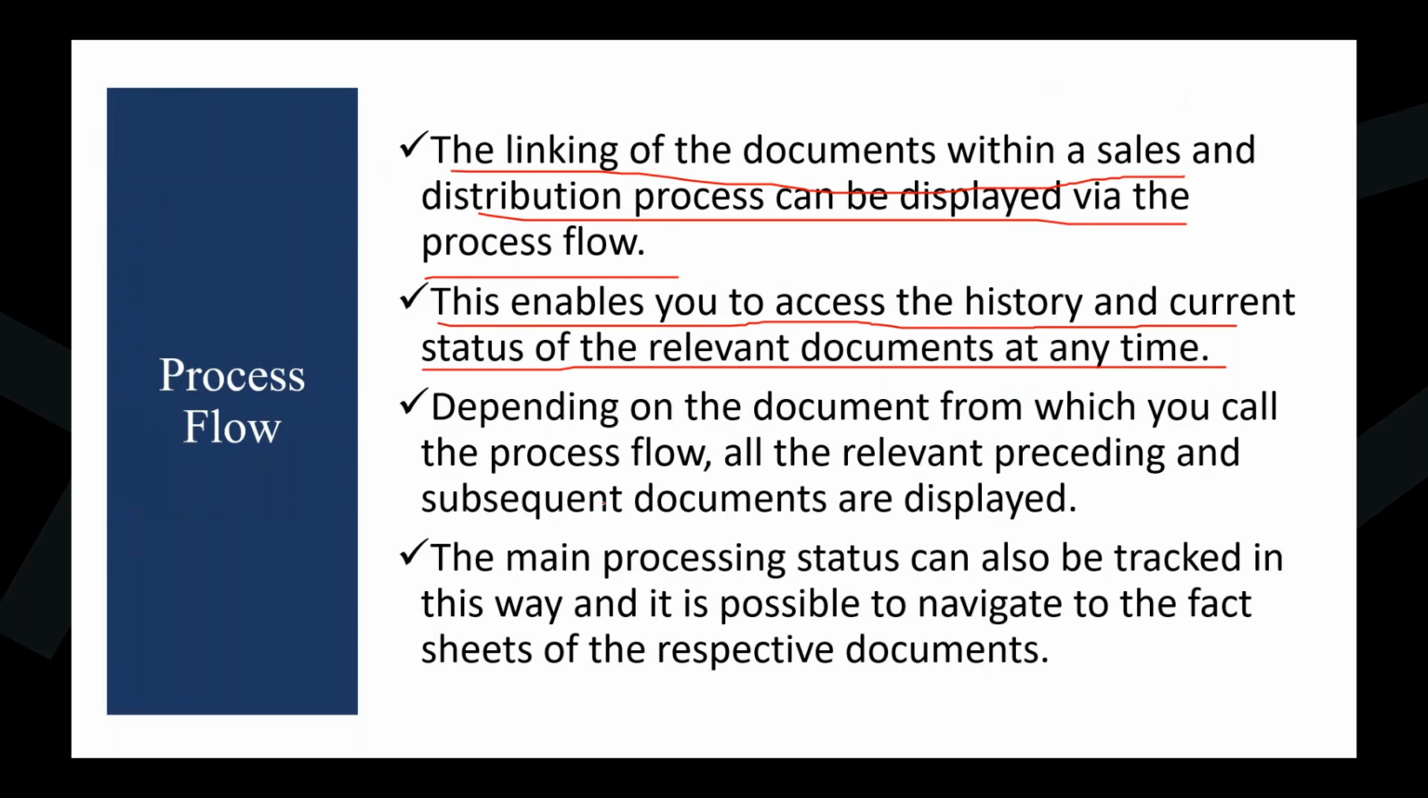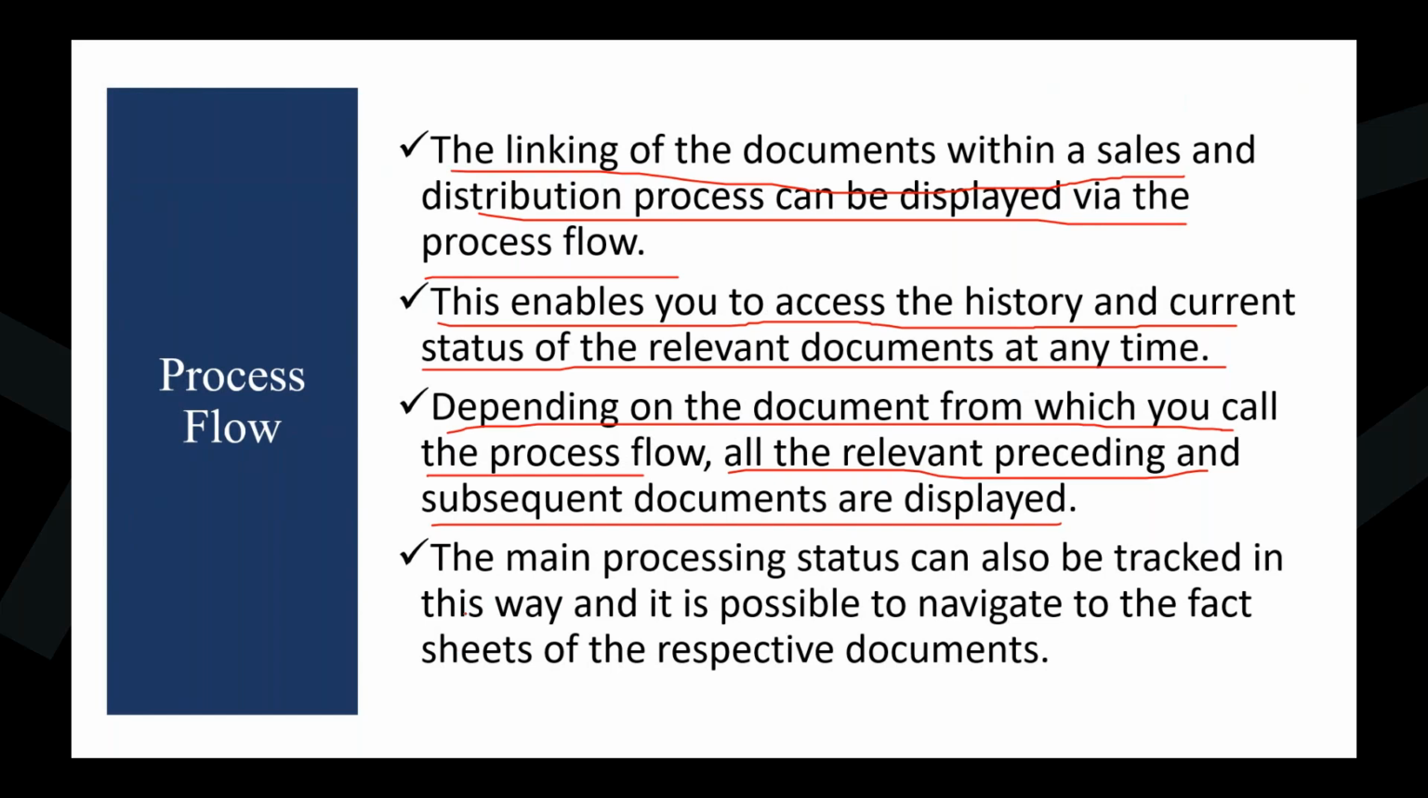Okay, so you can see the statuses, which one completed, which one is still pending. Depending on the document from which you call the process flow, all the relevant preceding and subsequent documents are displayed. So let's say you are calling process flow from sales order. Then the preceding ones, inquiry, quotation, it will show, and the subsequent ones, outbound delivery, goods issue, and then your invoice, everything it will show.